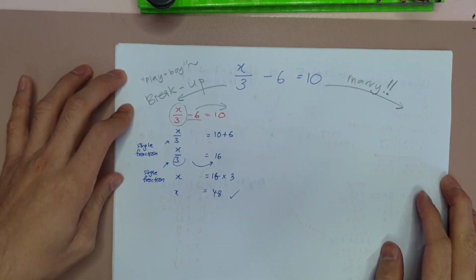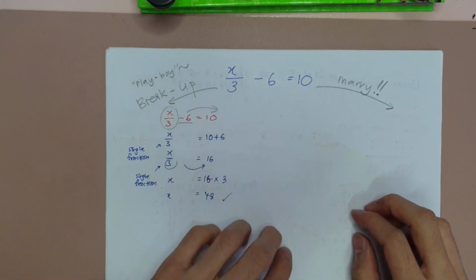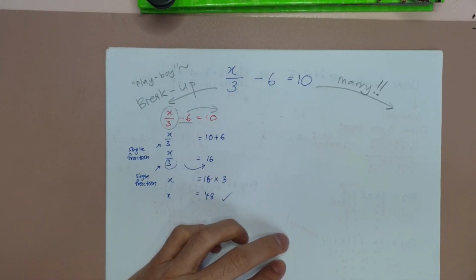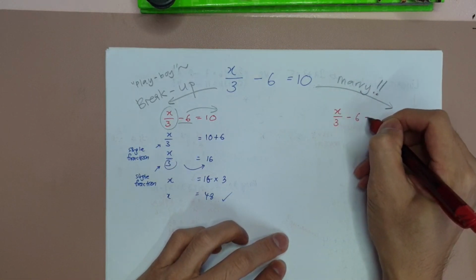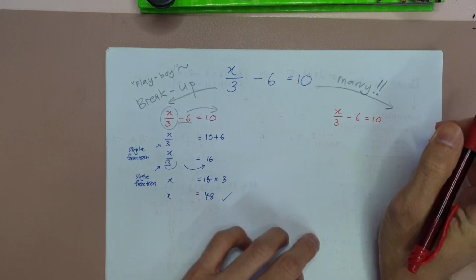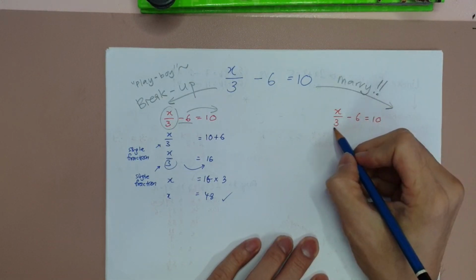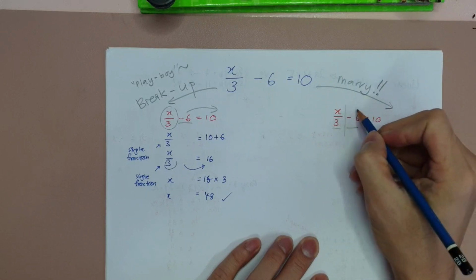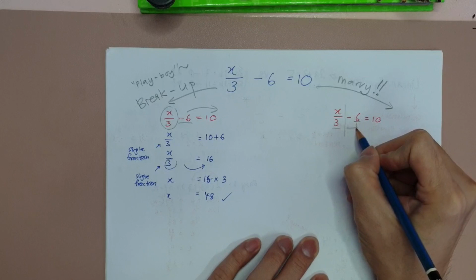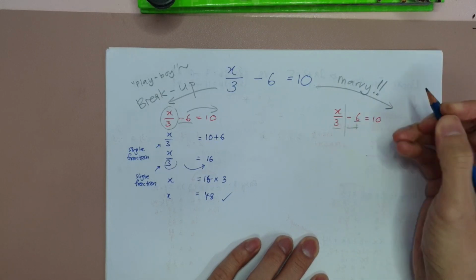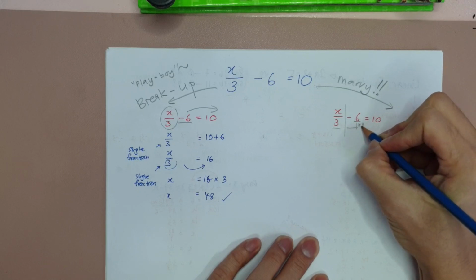Okay, now, what if you are a responsible guy? You want to marry them. So how do you marry them? Very easy. Come, let me show you. First, x over 3 minus 6 equals 10. How do you marry it together? Very simple, guys. In order to marry these two things together, agree or not, the 6 is actually 6 over 1. You want to marry together, then you become mother lah, right? So you times 3, times 3.